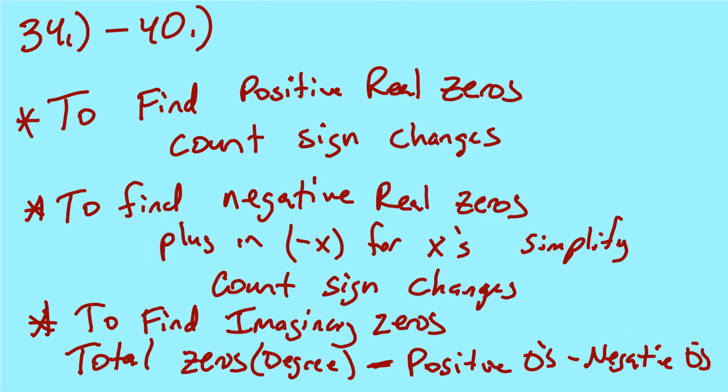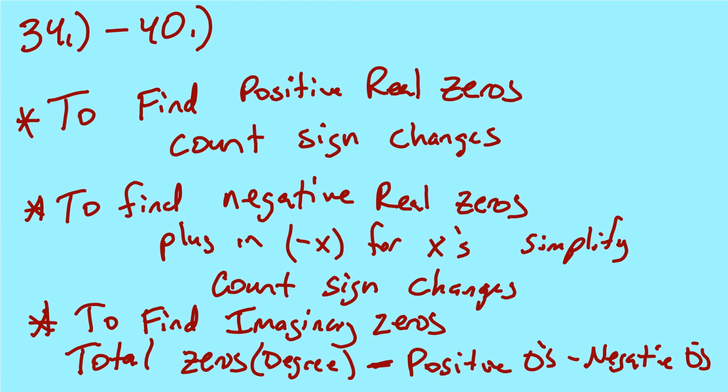And that's it. Alright, 34 through 40 are actually pretty simple. We didn't talk about it in class yesterday. We're going to talk about it today. The first thing you have to do is to find the positive real zeros. You just count the sign changes in everything you see.